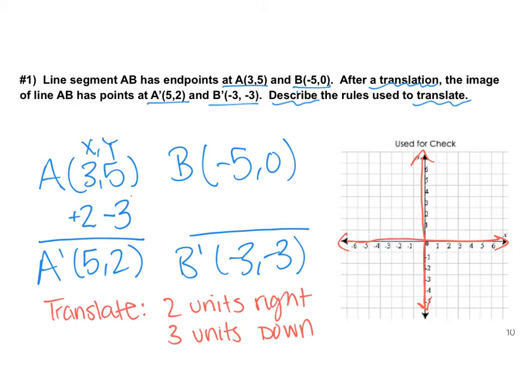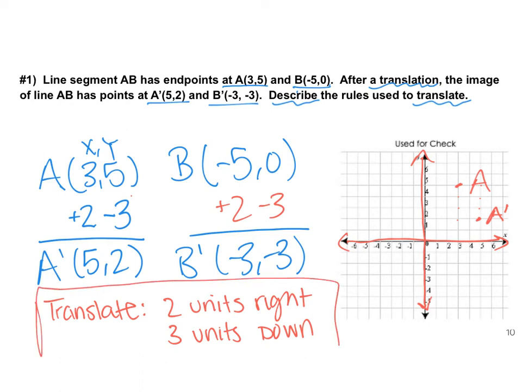I'm going to check it for A. A was at (3, 5). If I go 2 to the right, 1, 2, and down, 1, 2, 3, that puts me at (5, 2). So I know my rule is correct, so I can just go ahead and add it here. But you don't have to show the work twice as long as you've solved it and checked it. So this is the answer. It's the words. Remember, you can't just put +2, -3.